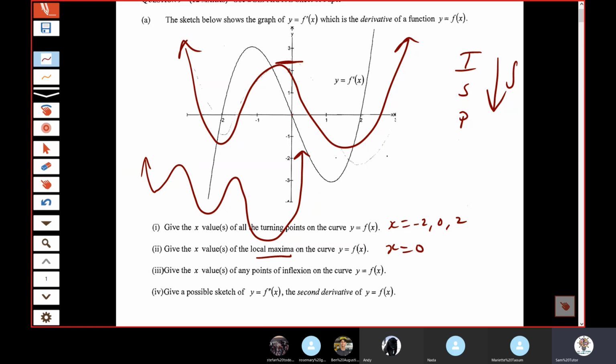All 3. So the local minimum is localized. All 3. The absolute or global minimum is the absolute minimum. I like using that word. So the absolute minimum would be the smallest minimum that you'll have, which is the last one. Does that make sense?